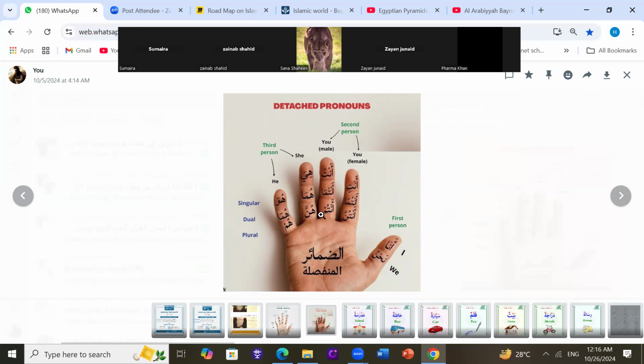Huwa, huma, hum. Hiya, huma, hunna. Anta, antuma, antum. Anti, antuma, antunna. Ana, nahnu. Unless we learn it by heart, unless we pick these words at our fingertips, we will not get a grip on understanding musanna and jama.